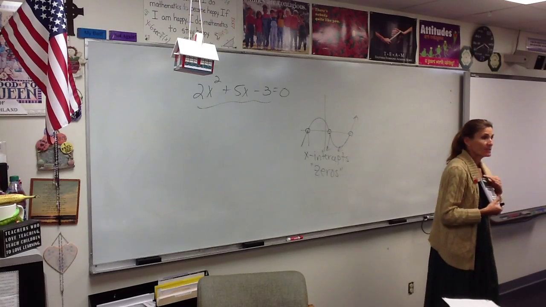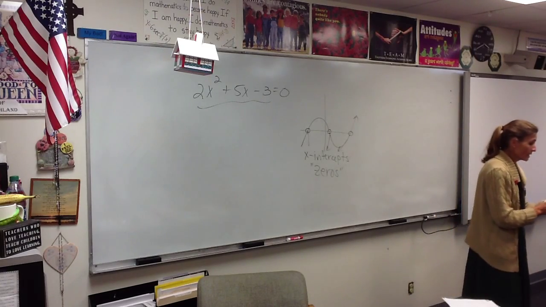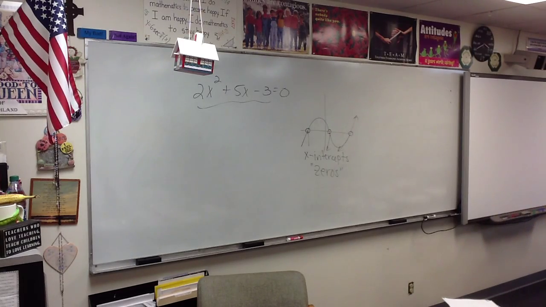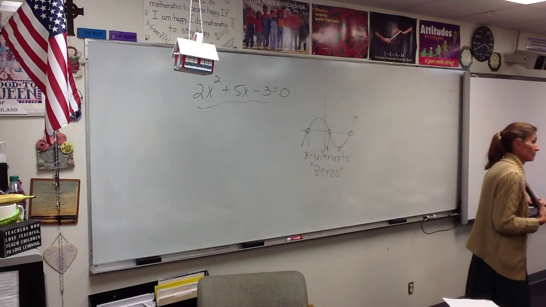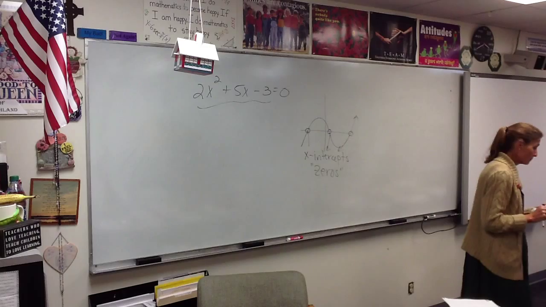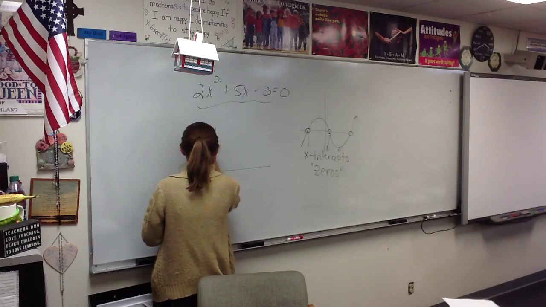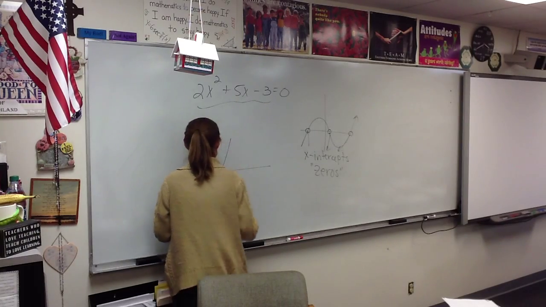Now before I graph this, I'm going to go to my window. And would you make sure that you have a standard window? Does anybody remember what that is? We talked about it the other day. Anybody remember? X min, negative 10. X max, 10. Y min, negative 10, y max 10. Your scale, just leave it at 1. Now, hit graph. Do you see a picture that looks like this? Yeah.